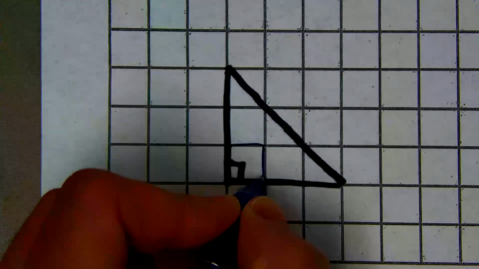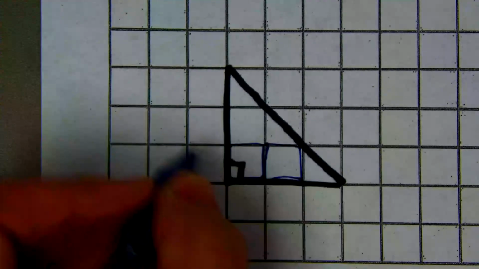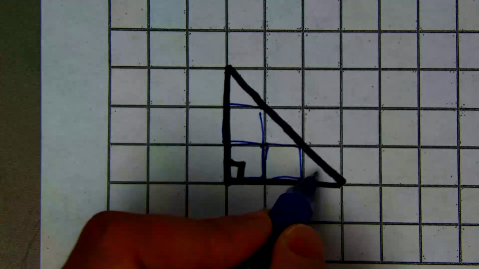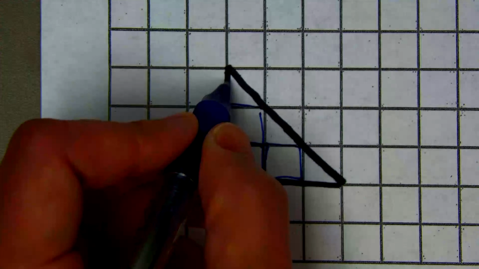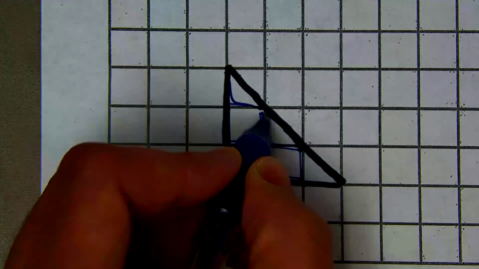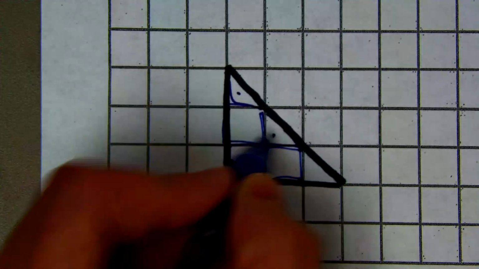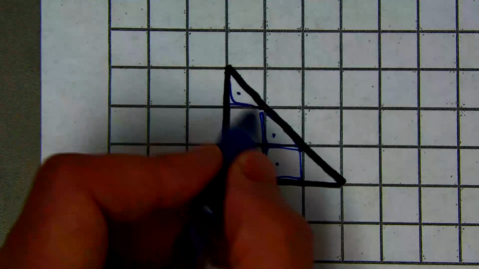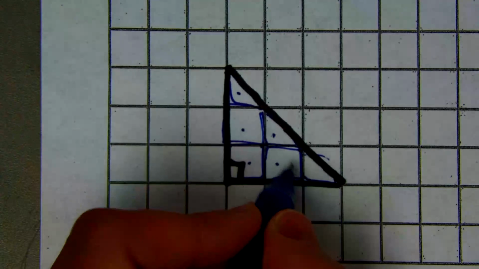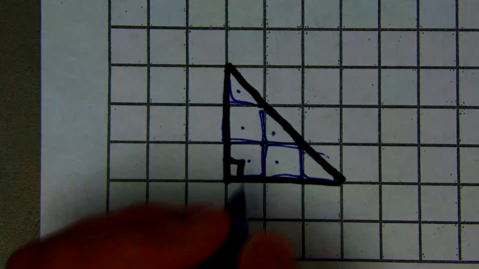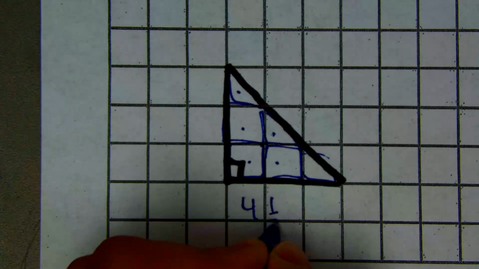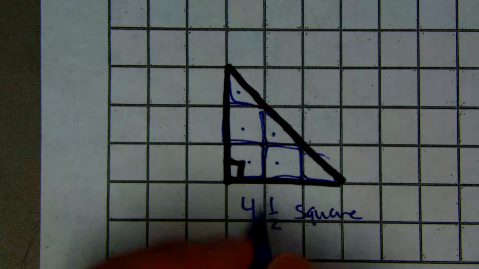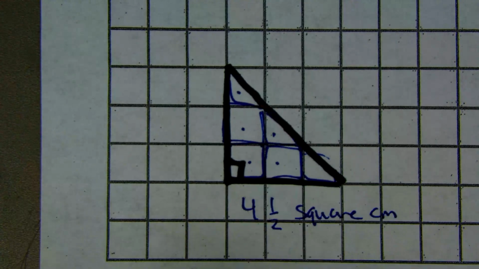So I see 1 square, 2 squares, 3 whole squares, and I see some half squares. So that's 1/2 square, another half. So 1/2 plus another half would be another whole. So that's 1, 2, 3, 4 wholes, and then another half. So 4 1/2. 4 1/2 square. I think these are centimeters. So I'm going to go with square centimeters. I could just say square units.